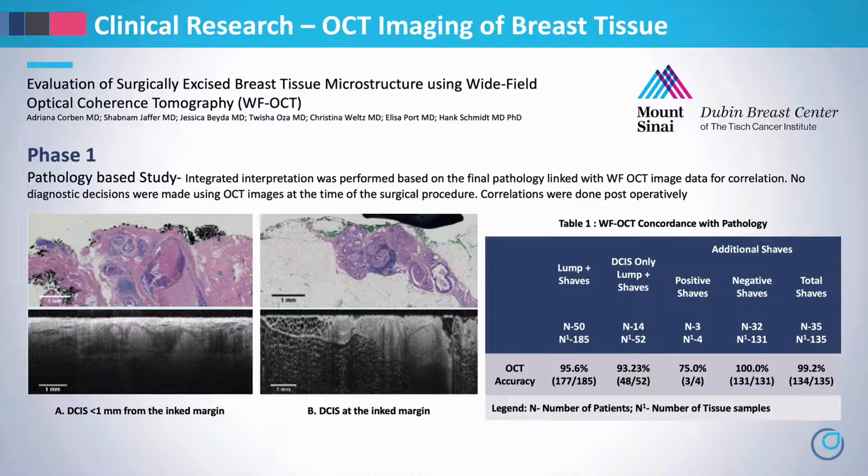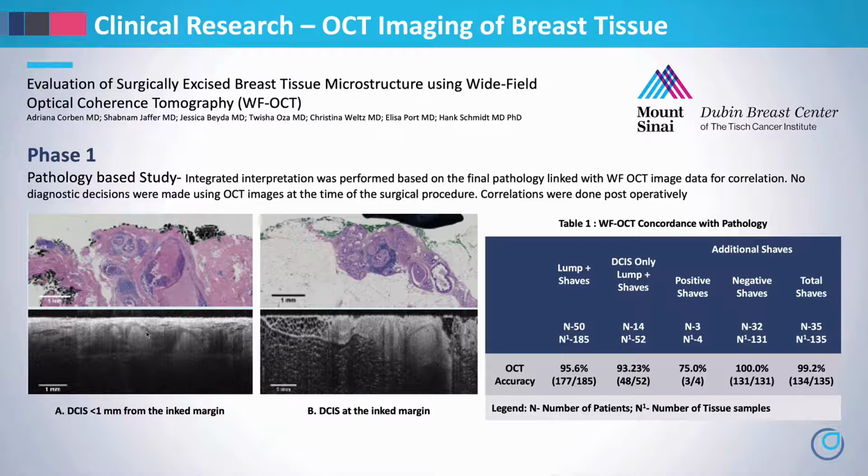This was essentially a pathology-based study that was performed in the pathology lab immediately prior to tissue fixation. Pathology was linked to OCT image data for correlation. No diagnostic decisions were made in this study using OCT images at the time of the surgical procedure. Correlations were done postoperatively.